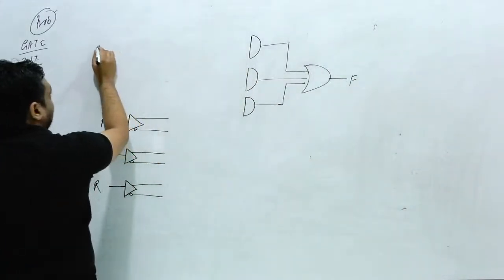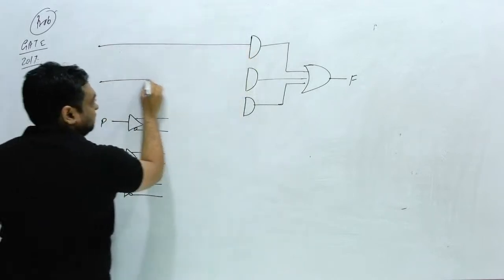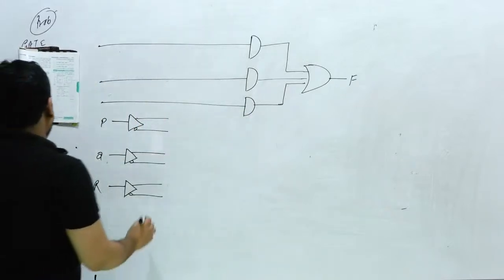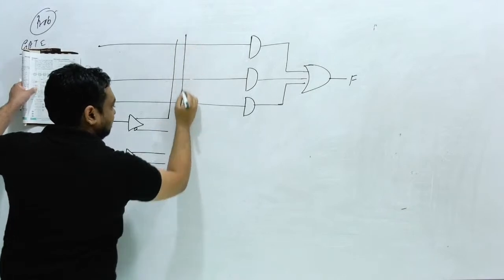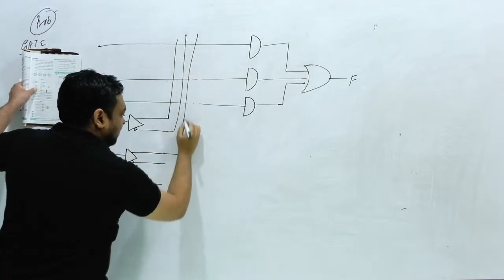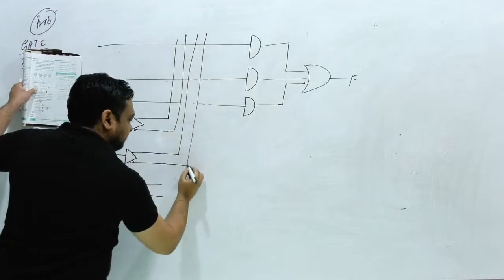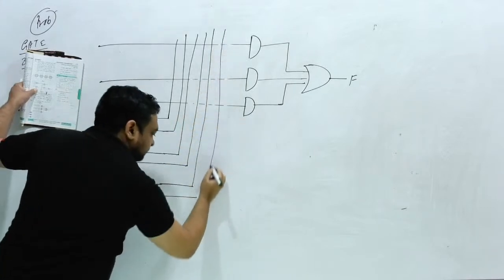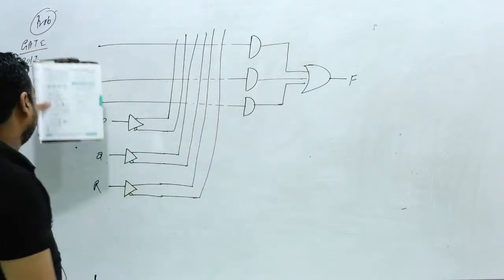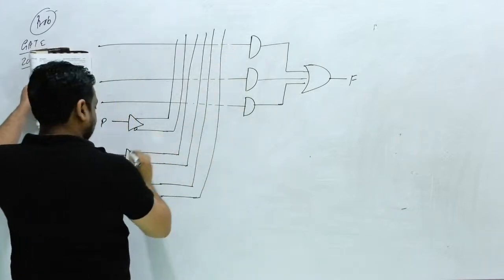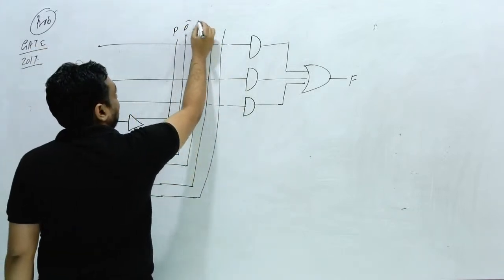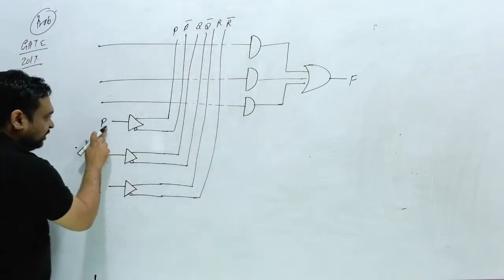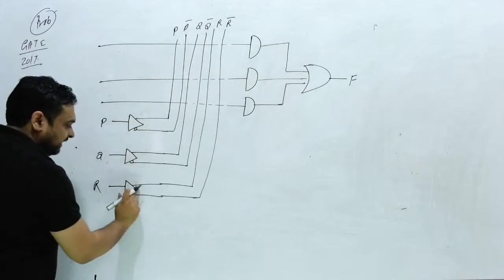Okay, now this is AND, like this. Clear? And now here all this we can connect like this, in this way. After programming, all are connected with programmable switches. This circuit is given. Clear? Now the connections are, you can say this one is P, this is P bar, this is Q, Q bar, this is R, and this is R bar. Here P is going to generate P and P bar, Q and Q bar, and R and R bar.